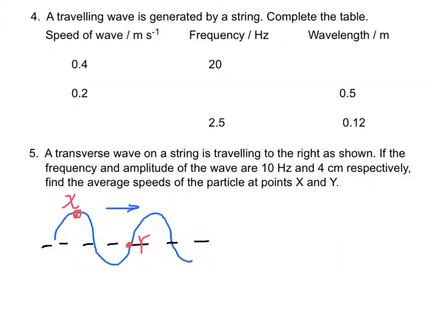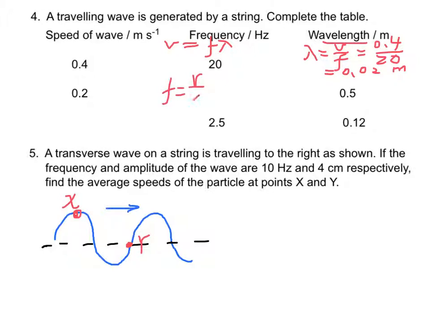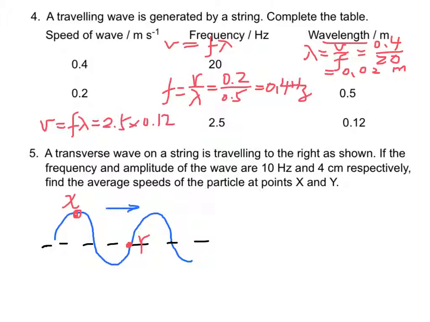Now look at question number 4 and 5. For question number 4, we use the equation v equal to f lambda. For the first row, the wavelength lambda equal to v over f equal to 0.4 over 20 equal to 0.02 meter. For the second row, frequency equal to v over lambda equal to 0.2 over 0.5, which is 0.4 Hz. For row 3, wave speed v equal to f lambda equal to 2.5 times 0.12, which is equal to 0.3 meter per second.